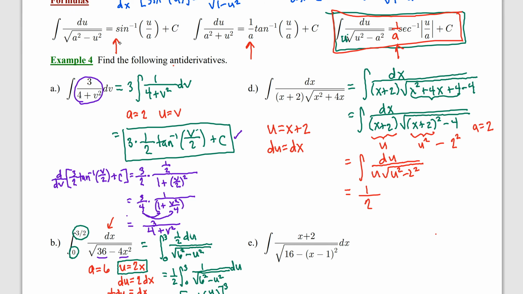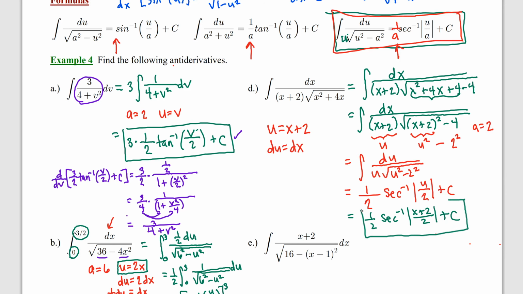So we have 1 over a, or 1 over 2, times inverse secant of the absolute value of u over a, which is 2, plus c. So let's go back and get our original variable x. We have 1/2 inverse secant of the absolute value of x plus 2 over 2 plus c. And that is the correct antiderivative. To verify it, you could certainly differentiate it and make sure that it matches your original integrand. And in this case, it would.